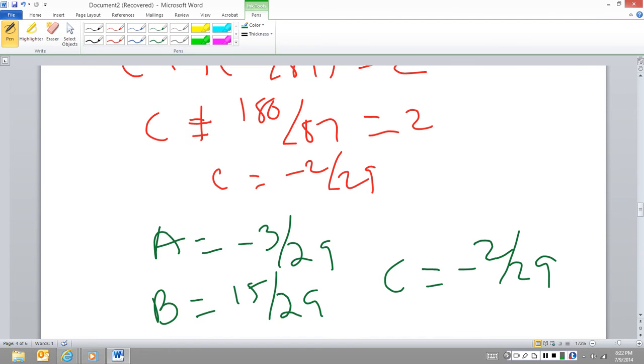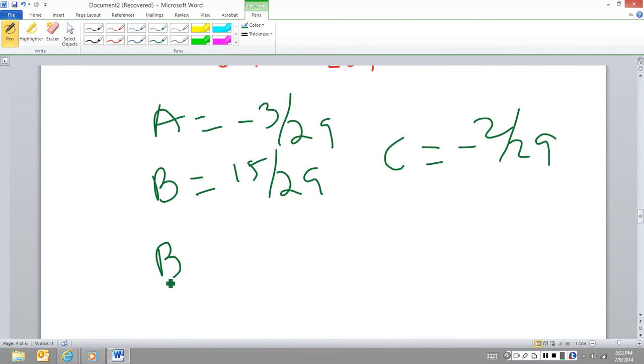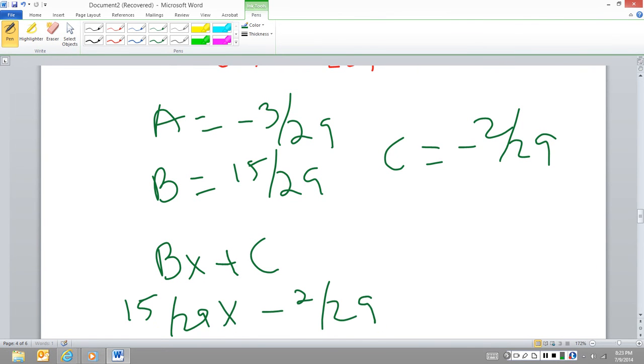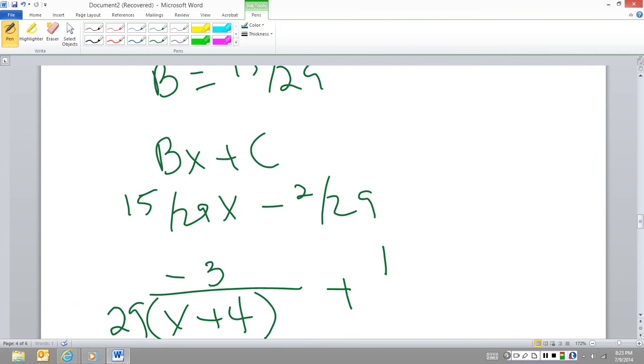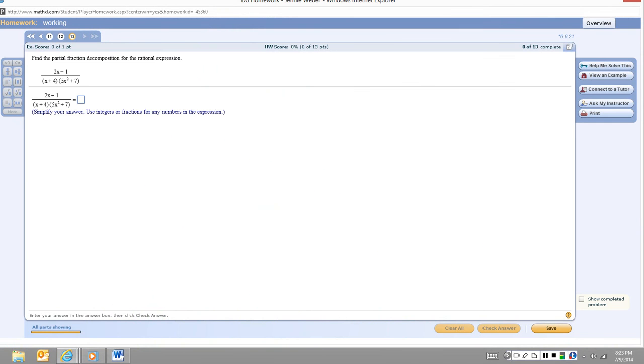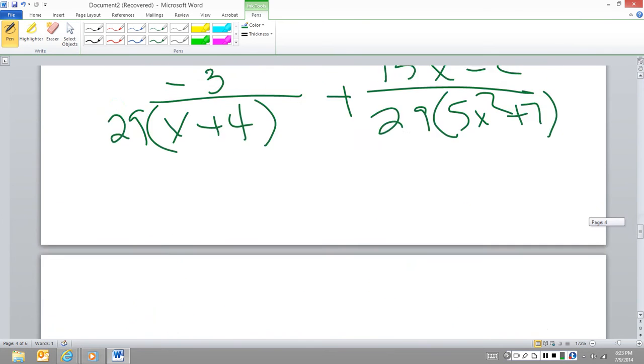Now I'm going to have to go put this all back in my equation. So remember this was Bx plus C, so my Bx plus C is 15/29x minus 2/29. So let's remember all this. Now to put this all back together, what am I going to do? Well, I have A, which was negative 3 over, and what was my original equation here on the bottom? x plus 4 times the 29, plus now here, this 15x minus 2 goes in the bottom, the 29 goes down here, and what was my bottom? My bottom was 5x squared plus 7. So this is my answer.